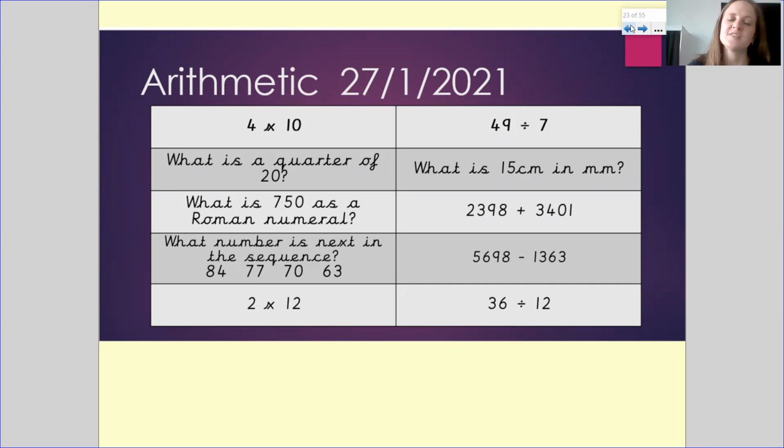What is 750 as a Roman numeral? What number is next in the sequence? 84, 77, 70, 63. What is 2 times 12? What is 49 divided by 7? What is 15 centimeters in millimeters? What is 2,398 plus 3,401? What is 5,698 minus 1,363? And what is 36 divided by 12?